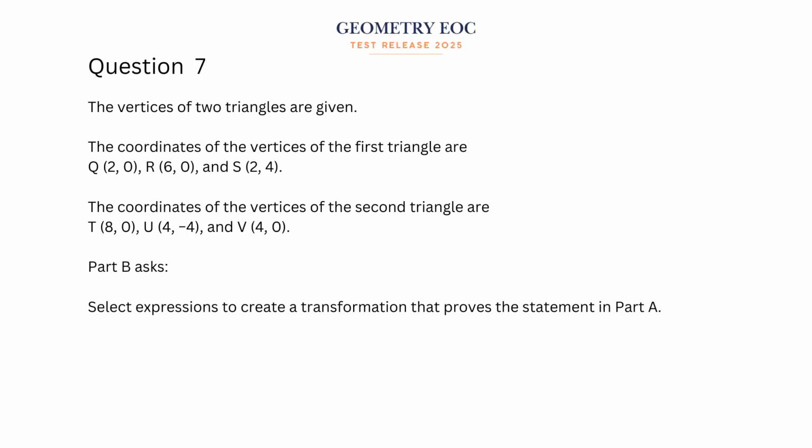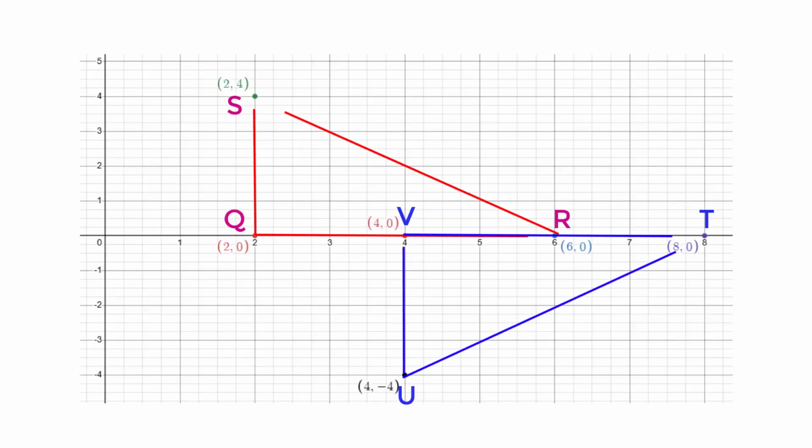Part B. Select expressions to create a transformation that proves the statement in Part A. All right, think about this like moving shapes on a coordinate grid. If two triangles are congruent, that means I should be able to slide it, flip it, or rotate it so that it lands perfectly on the other triangle. Now, here's the key idea. We don't just say they're congruent, we actually show the movement using coordinate rules.